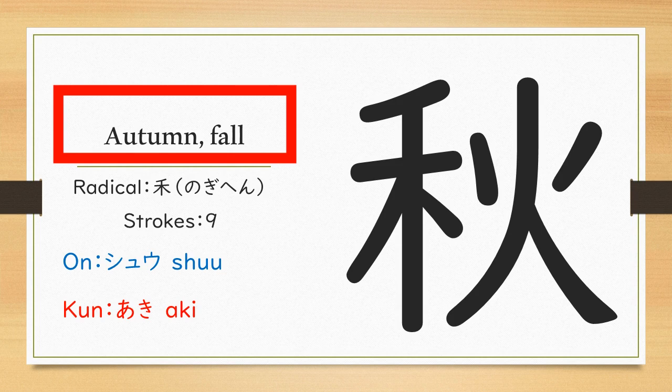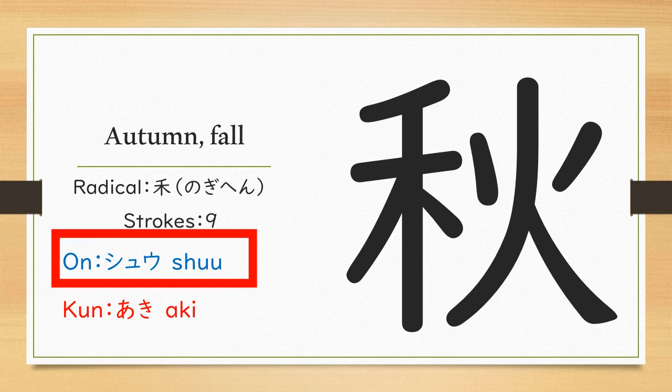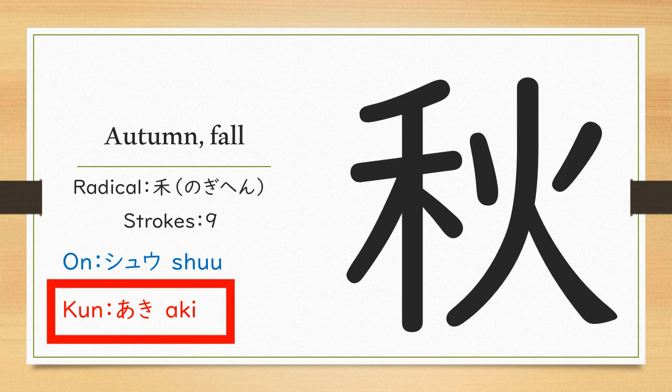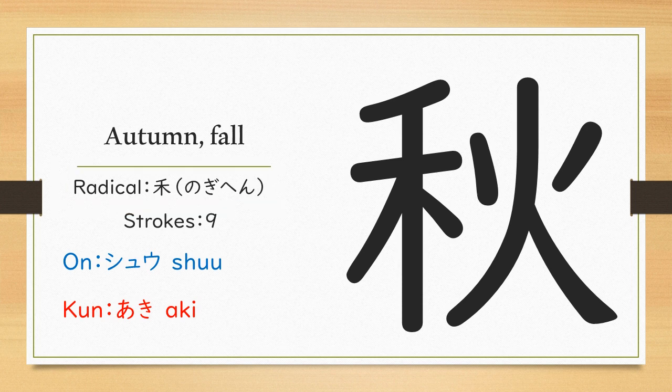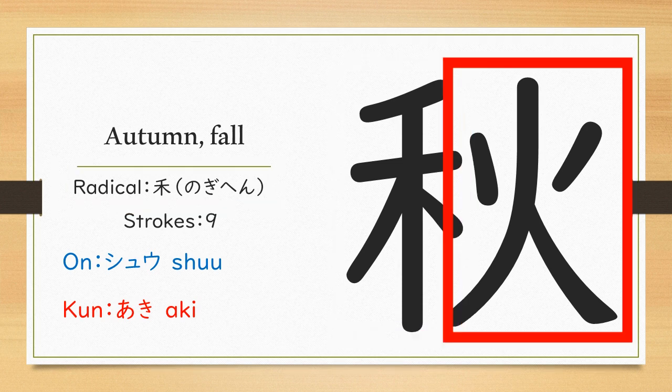The meaning, autumn, fall. On is shu. Kun is aki. Radical is nogi-hen. Look at the kanji. You have a nogi-hen and hi, which is fire.